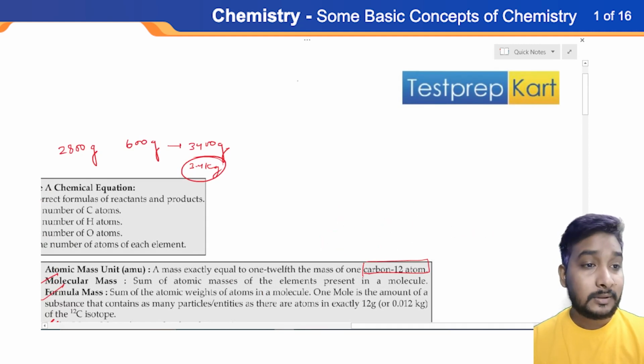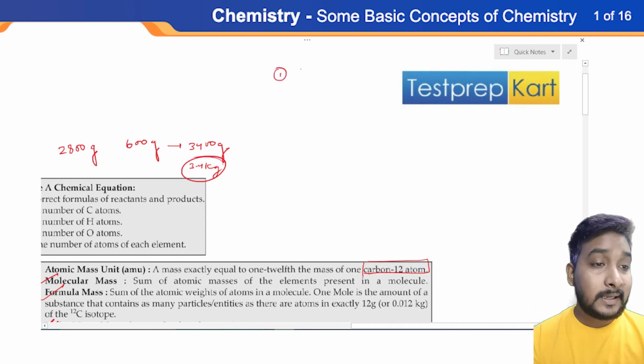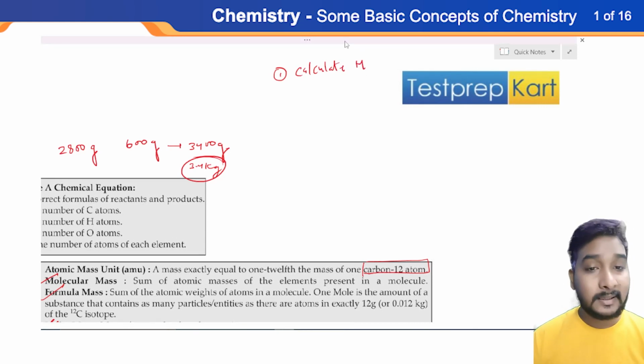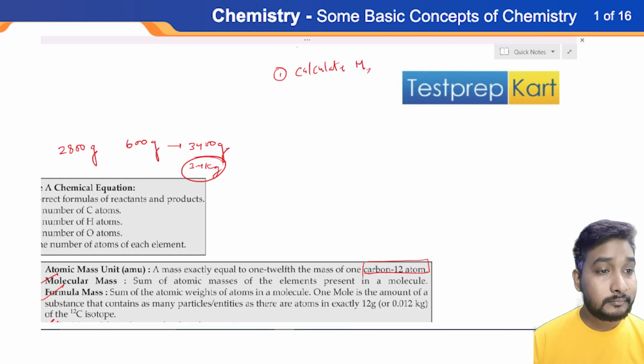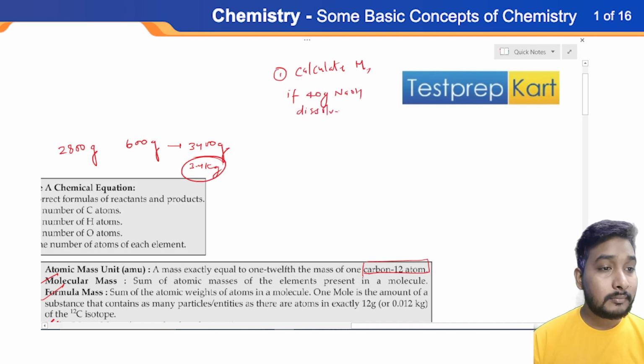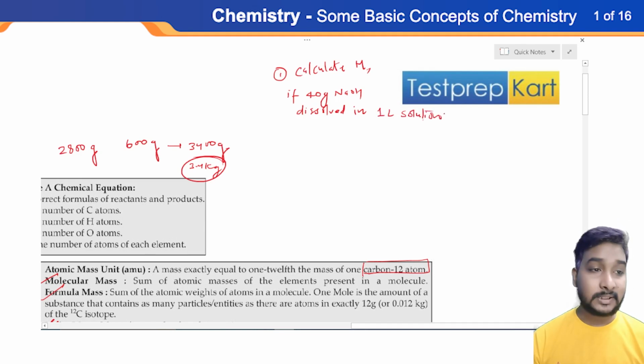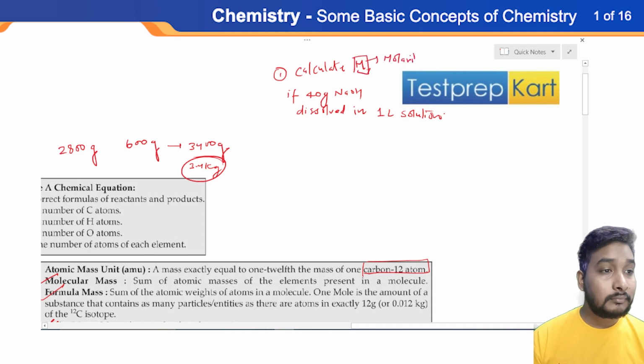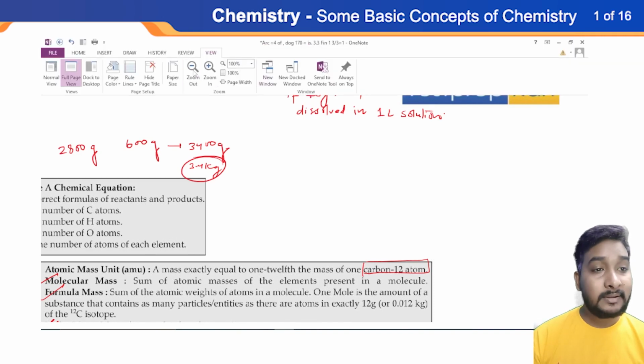Question number 1: calculate capital M, which means molarity, if 40 gram NaOH is dissolved in 1 liter solution. So this is the question. We have to calculate molarity. M stands for molarity. So how can we solve this question?